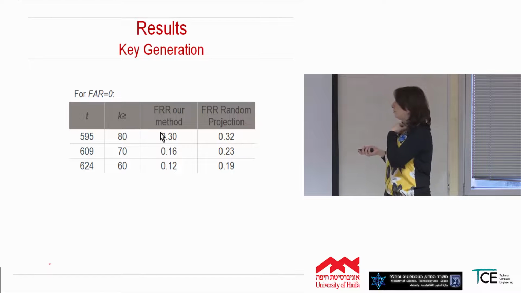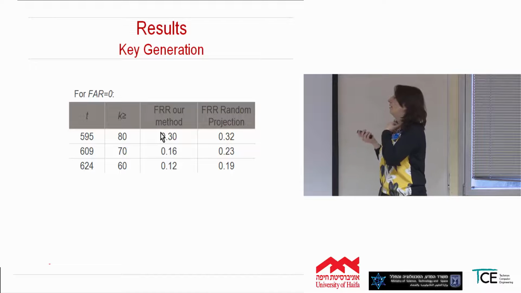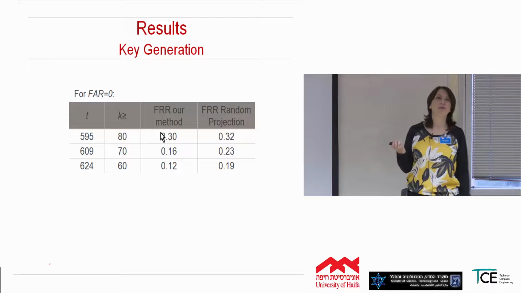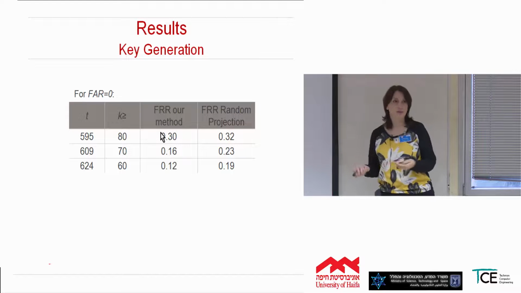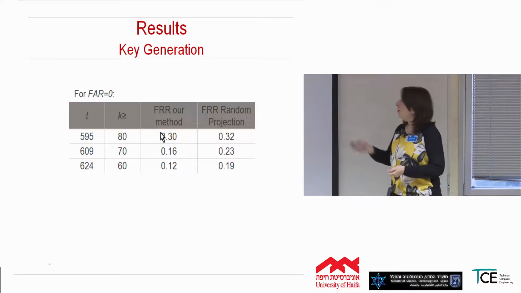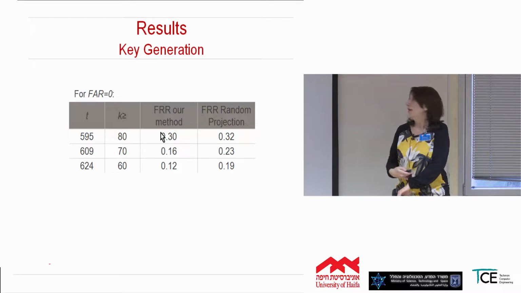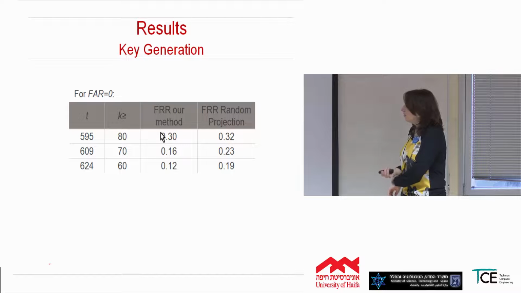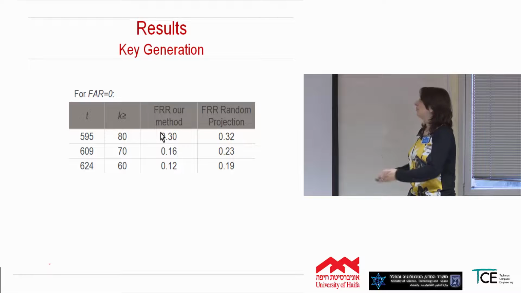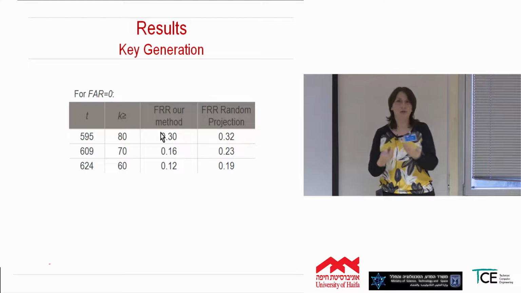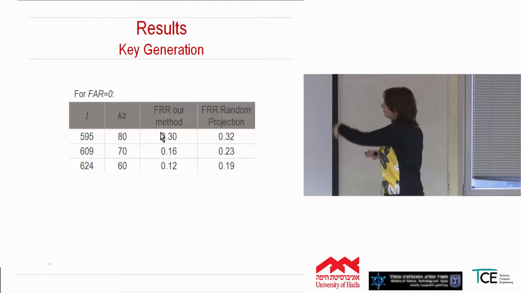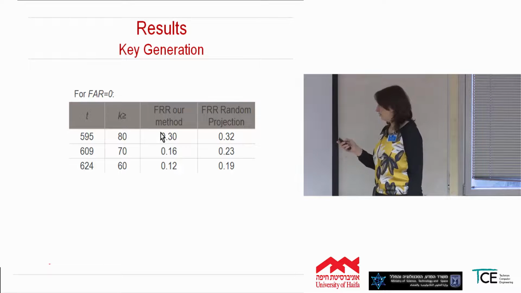And if we want a key, within the bound, of 80 bits, we will have 30% false rejection rate. This is quite sad, because 30 times when we try to enter the system it will reject us. But if we go a little bit lower in K, to 70, then things get better. Only 16 percent of attempts by a genuine user to enter the system will get rejected. And the numbers are worse for random projections.